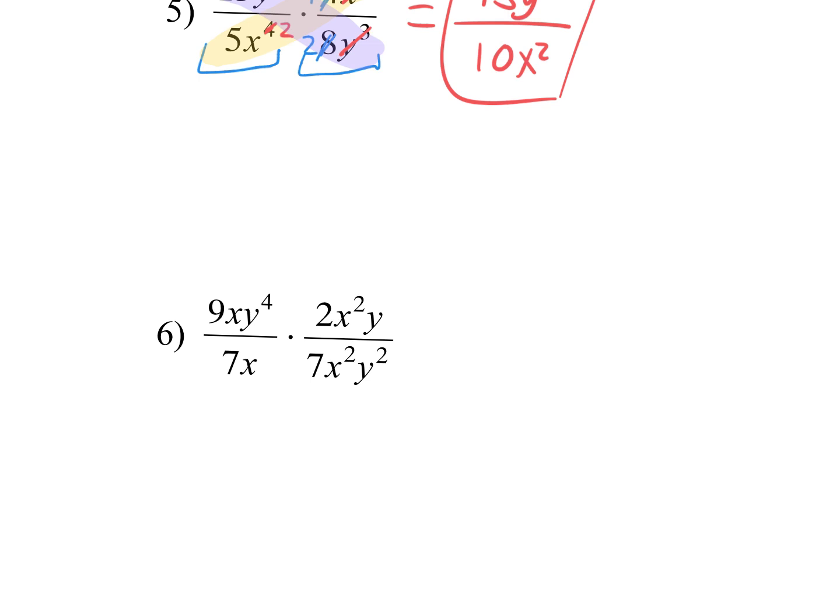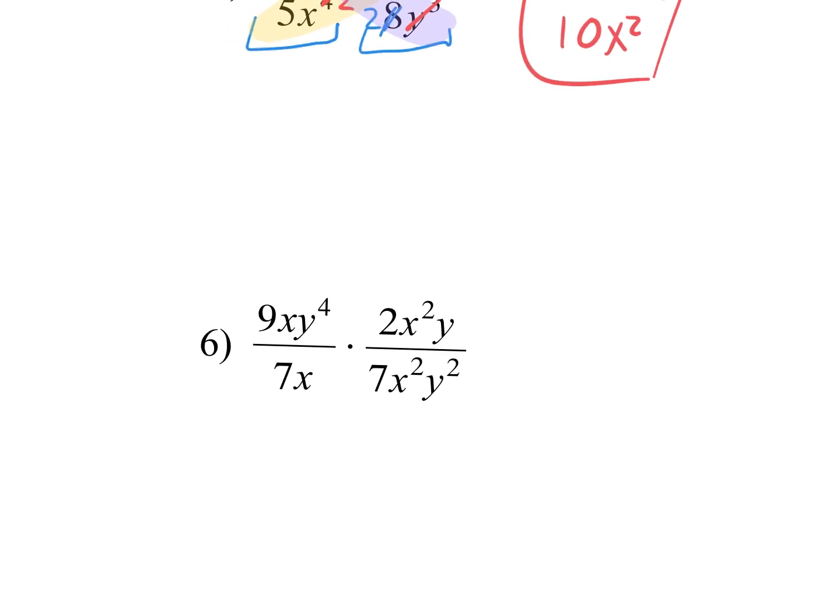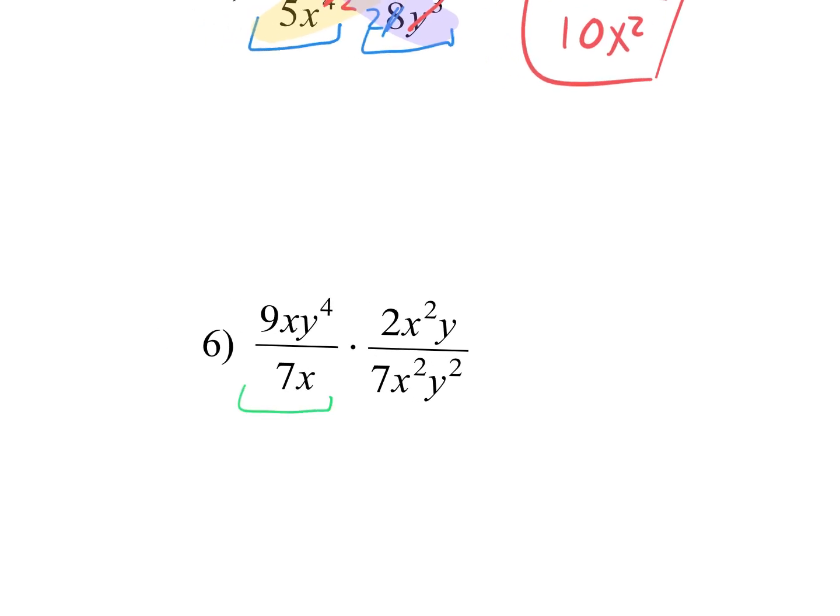Similar story with number 6, right? Threw in a little extra variables here, but essentially the same thing. You just want to cancel anything that cancels. Again, I'll start on this side, and you'll notice that an x cancels. And then I'll move on to this side, and you'll notice that an x squared cancels.